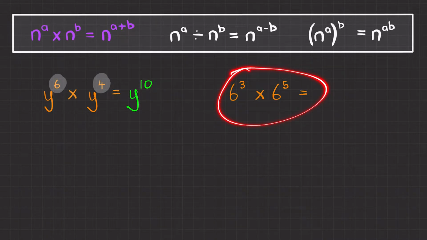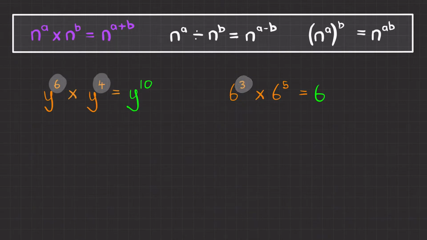Similarly, this second question, we've got 6 cubed times 6 to the power of 5. We know it's going to be 6 to the power of something. Because we're multiplying, we're going to refer to our law of indices here where we're multiplying. Now referring to the powers, we've got 3 and we've got 5.